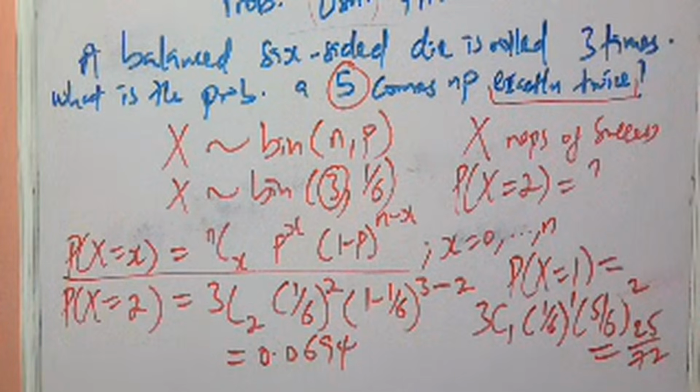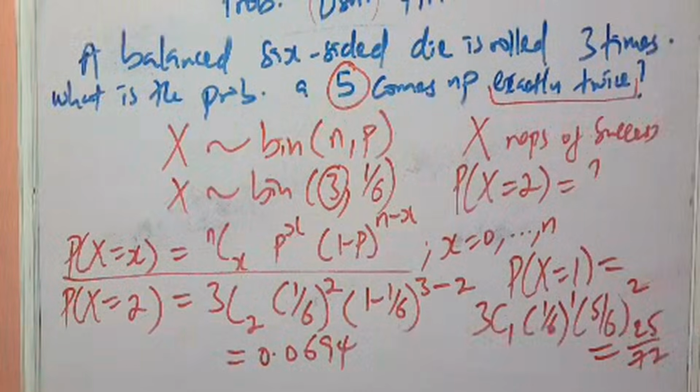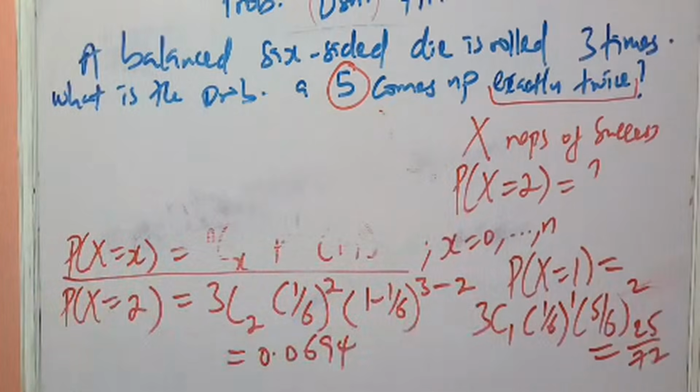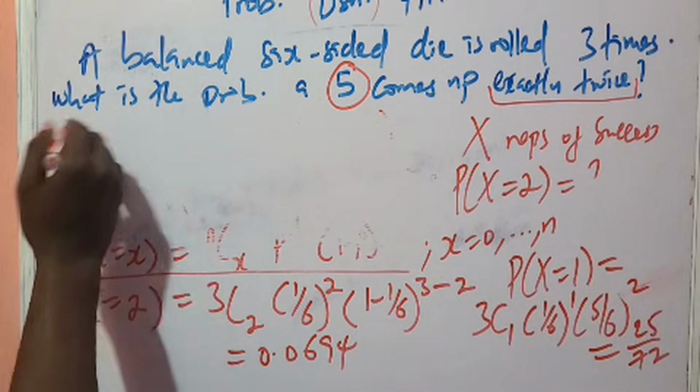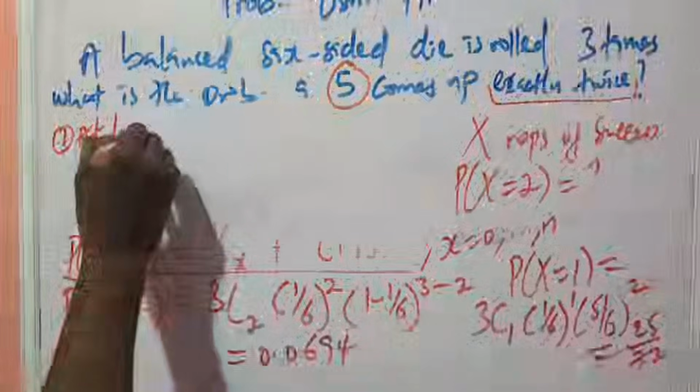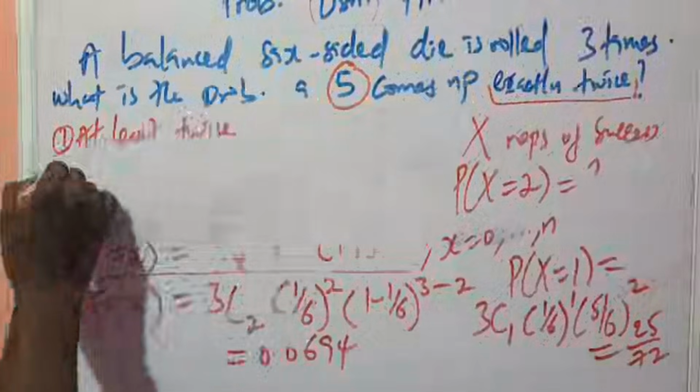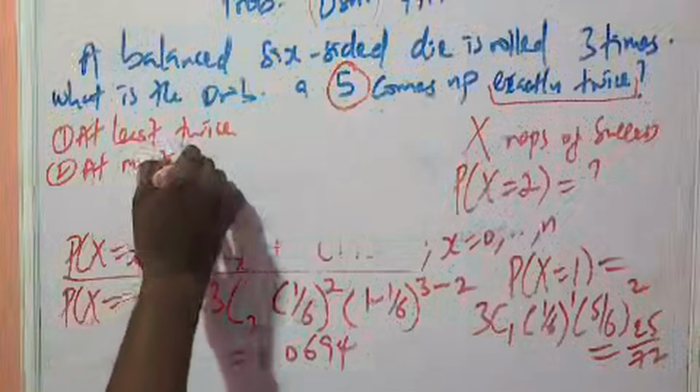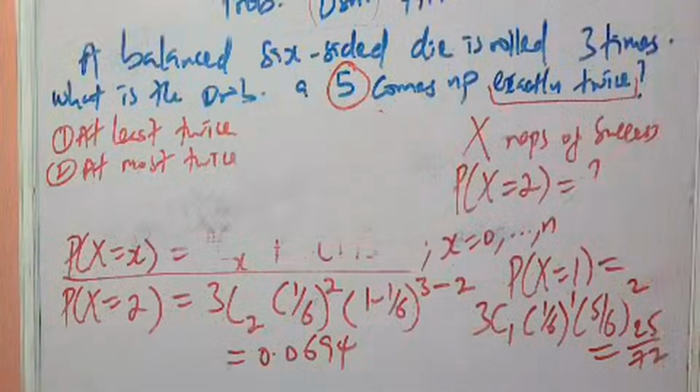Now, just to ensure we can get the best out of this question, I want us to use this question to tackle a whole lot of things so that you guys can be very versatile in this topic. What if I ask you what's the probability of having a 5 come up at least once? These are the two questions I want us to answer. Okay, let me say at least twice. The first one, at least twice. And the second one, at most twice. Let's try and solve this.